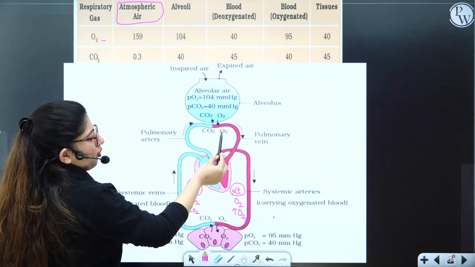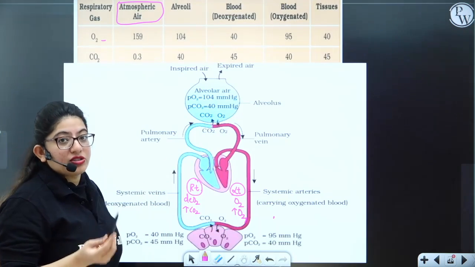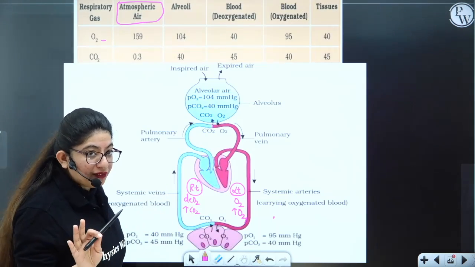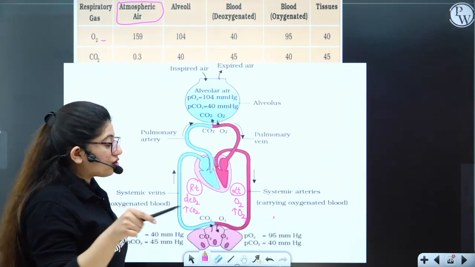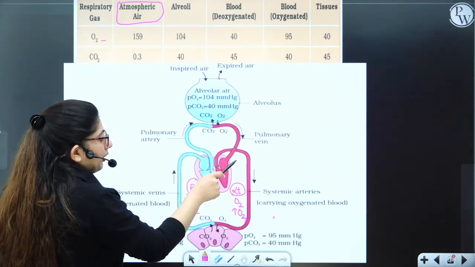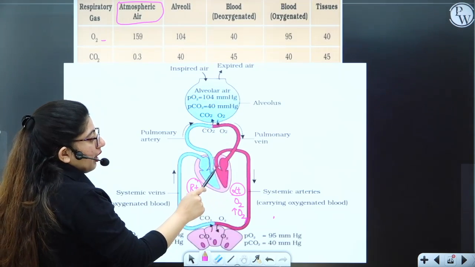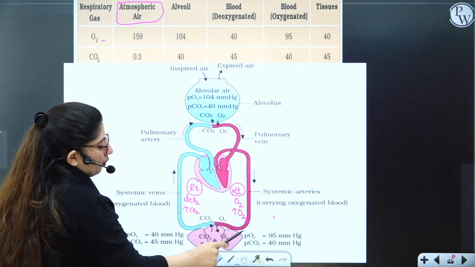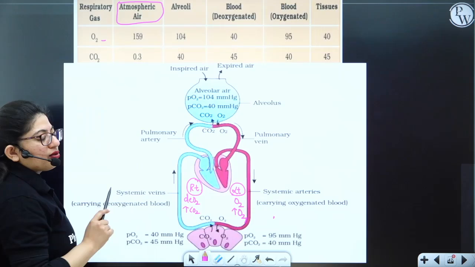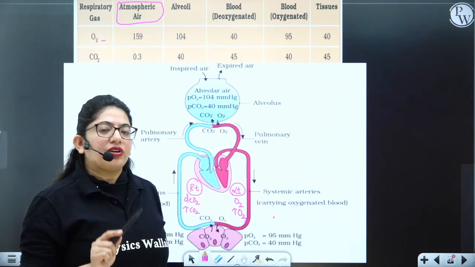After it has taken the oxygen, now blood will become oxygenated. It has given the CO2 to alveoli. Now the blood will become oxygenated. Through pulmonary vein, it will enter into left heart, and through systemic artery, it will enter into your tissues. And this is double circulation, and this will go on and on in your body.